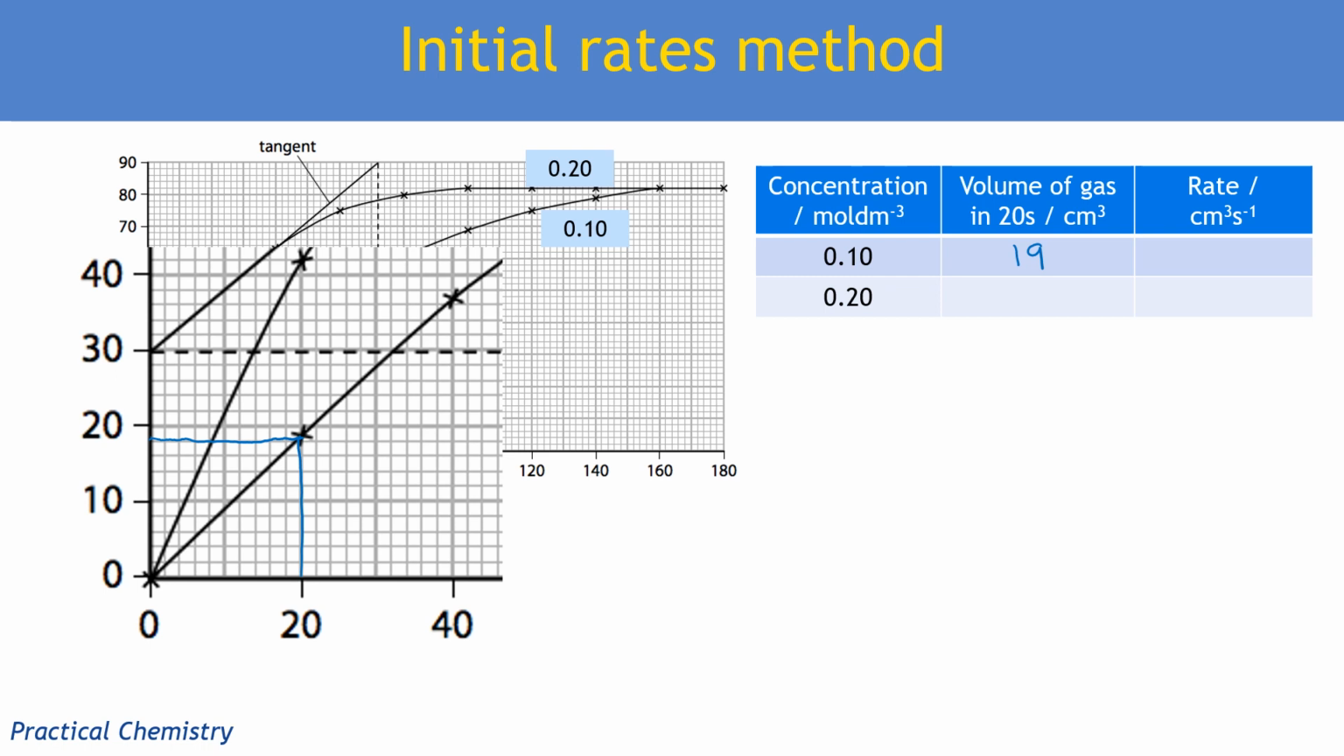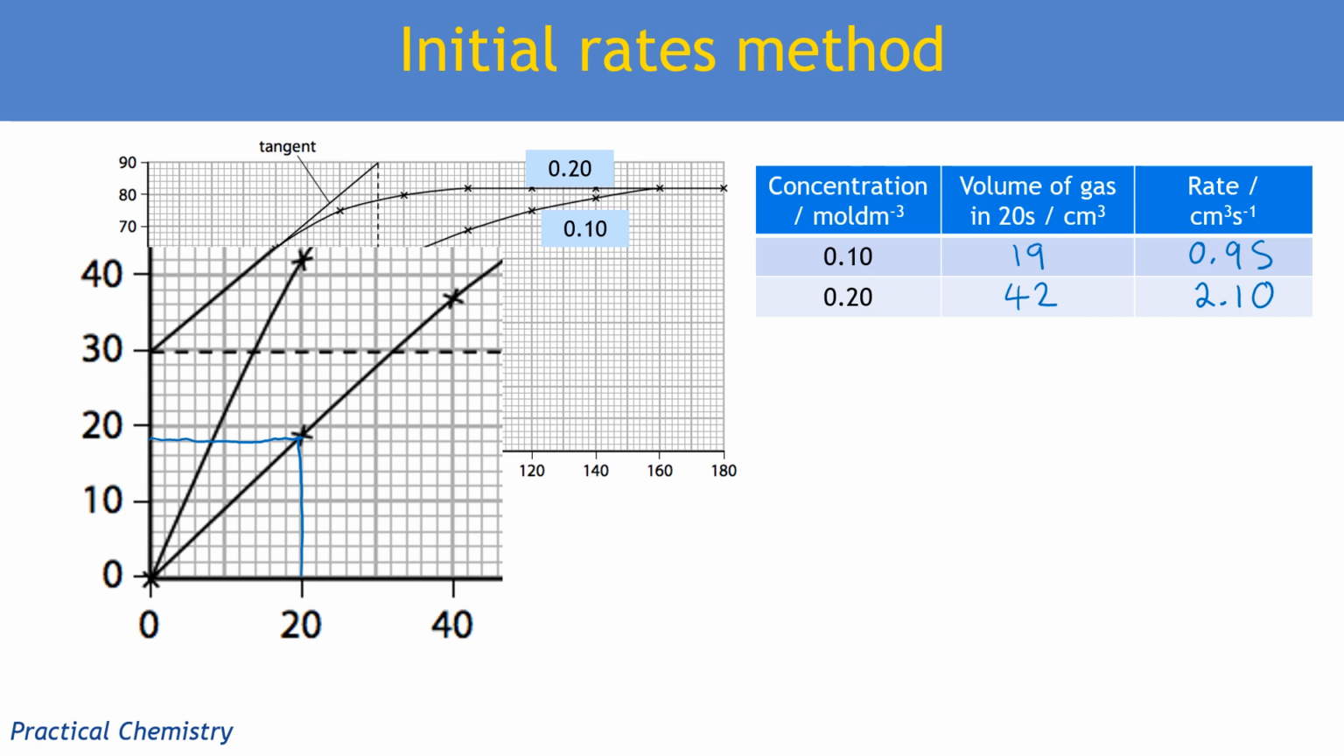So I'll just do 19 divided by 20, and that equals 0.95. And then I could do the same thing again with a 0.2, reading across. The volume of gas is about 42 centimetres cubed. 42 divided by 20 is 2.1. Okay, what's the other alternative?